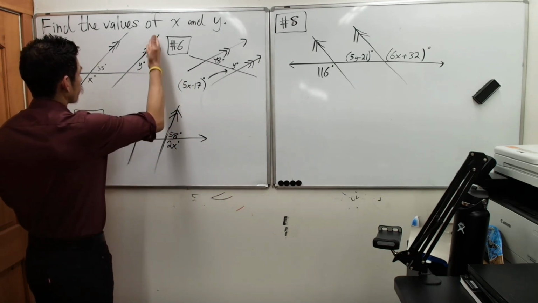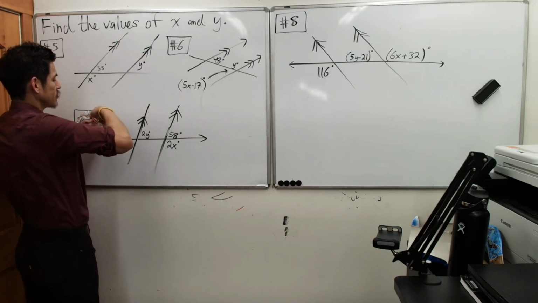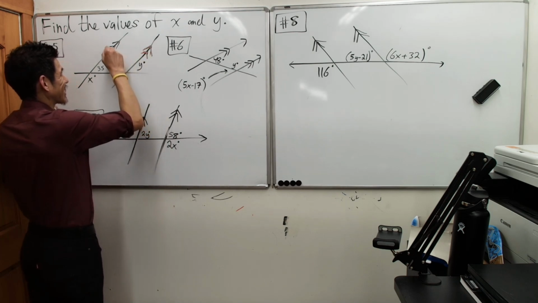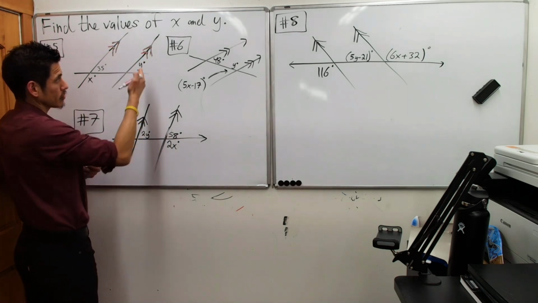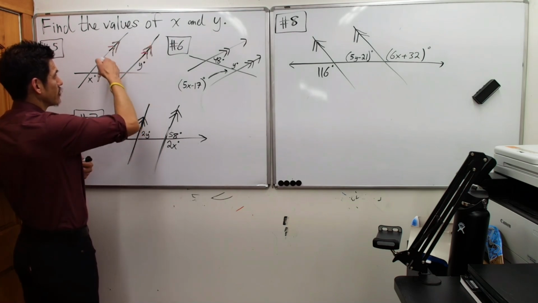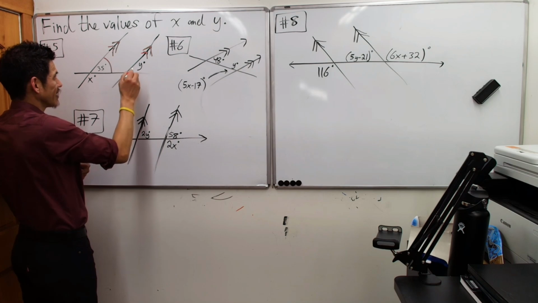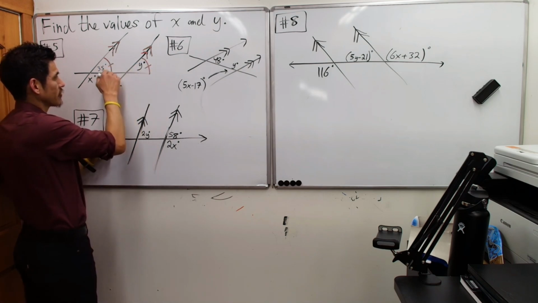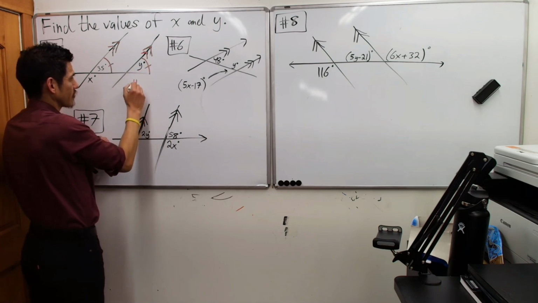Here we have these lines with these strange marks, which mean that these lines are parallel. Pretty cool, yeah? Now, since they're parallel, we know this angle and this angle are going to be congruent. So this is 35 degrees, and so y will then be 35 degrees.